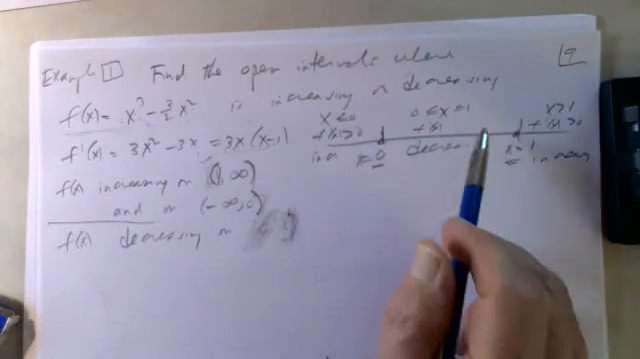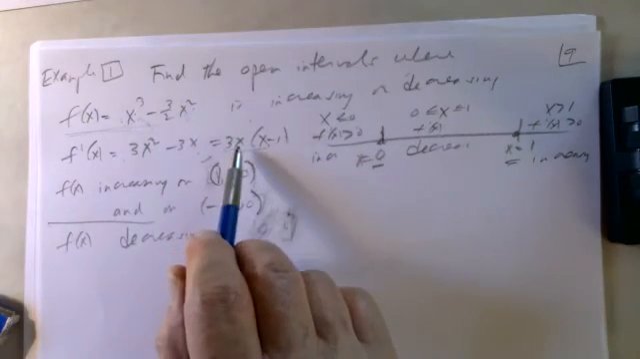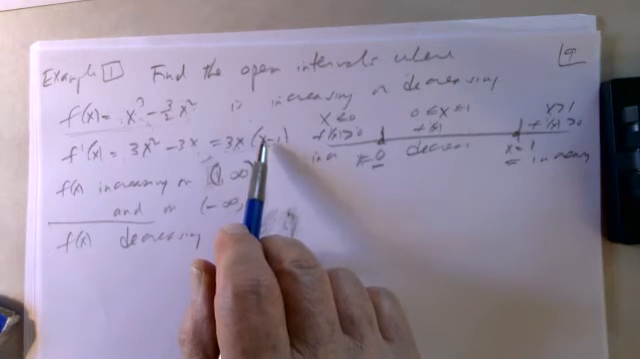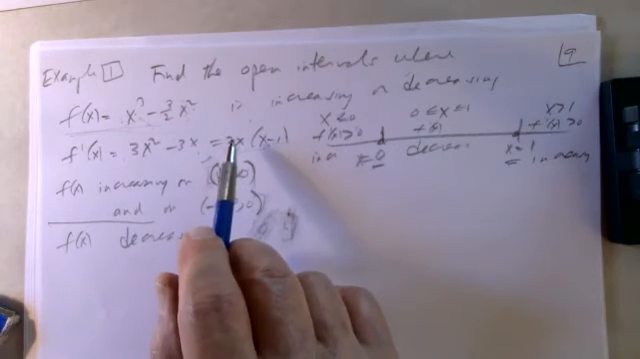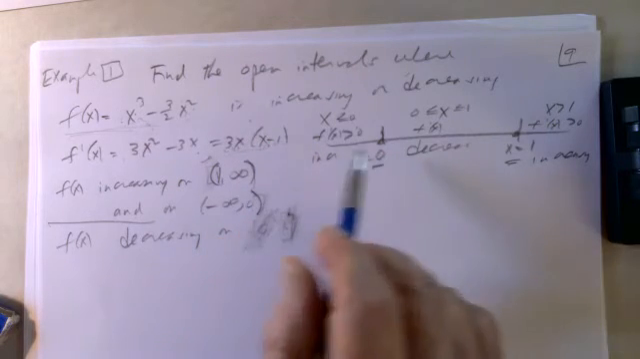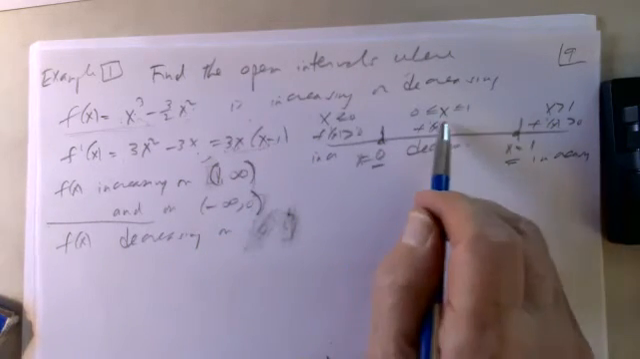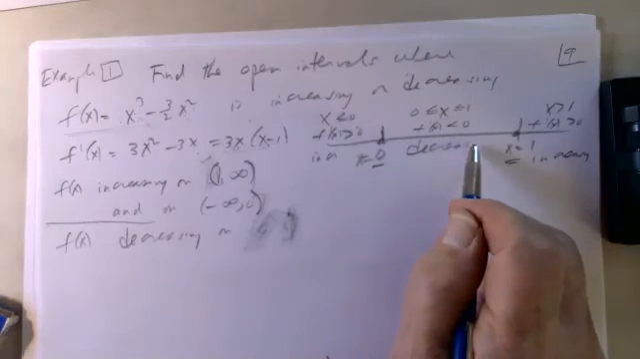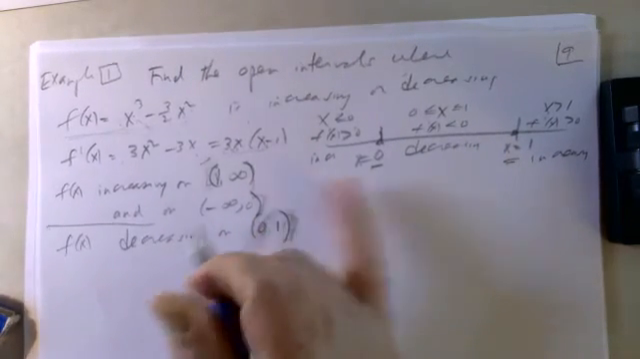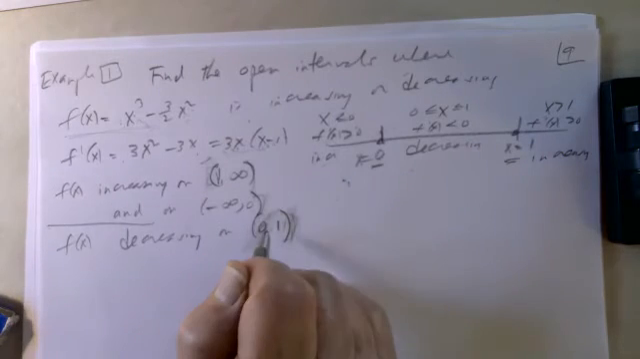But when x is between 0 and 1, x is positive, so 3x is positive, but x is less than 1, so x minus 1 is negative. Positive times negative is negative. So on the interval from 0 to 1, the derivative is negative, and the function is decreasing. So the function is decreasing on the open interval from 0 to 1.